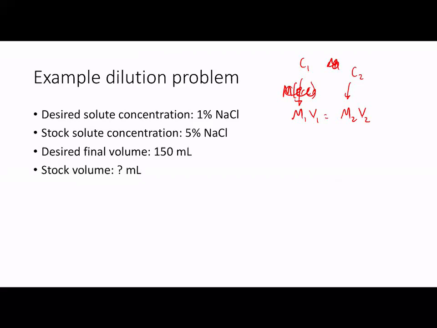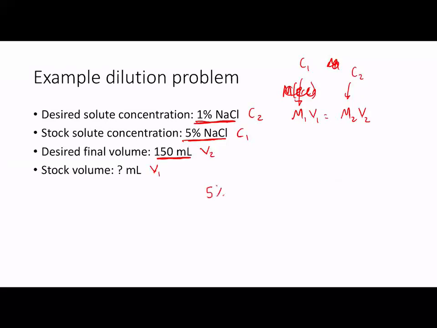You need to have 3 knowns and 1 unknown in order to solve a dilution problem. I do have 3 knowns in this case. I have 3 numbers. I have the desired solute concentration. That would be C2. I have the stock solute concentration. That is the stock solution that I'm provided in lab. That is C1. And I have the desired final volume, which is V2. And I need to figure out how much of the stock solution I need to dispense in order to make this solution the appropriate concentration. So this would be V1.